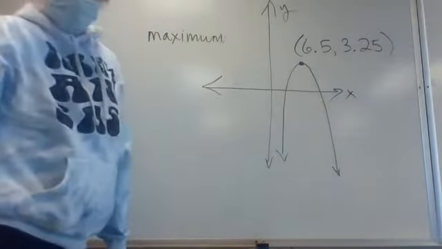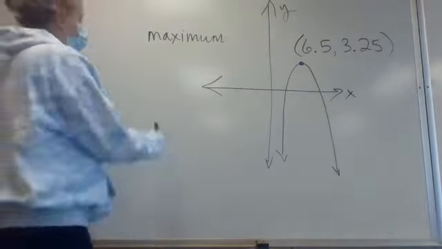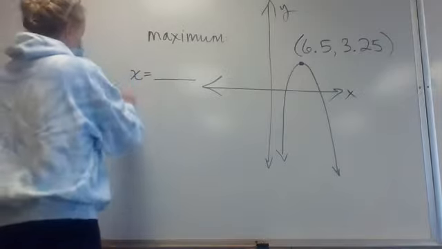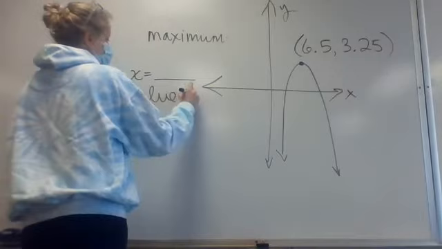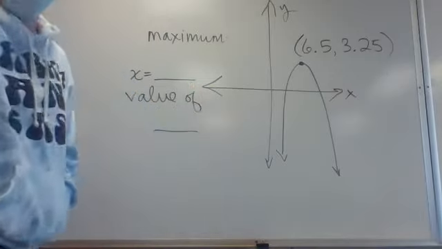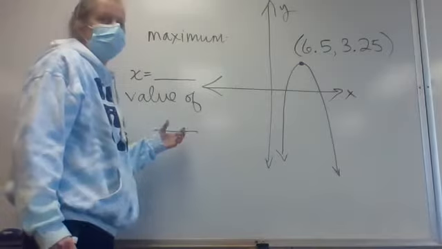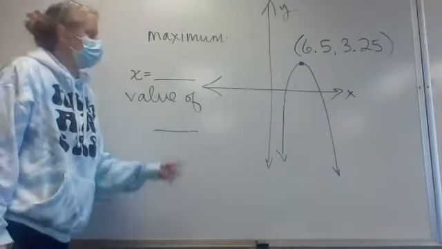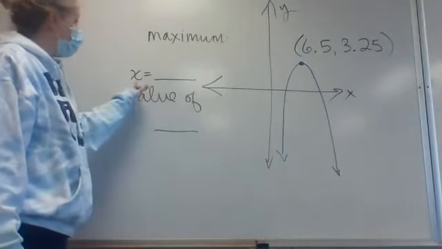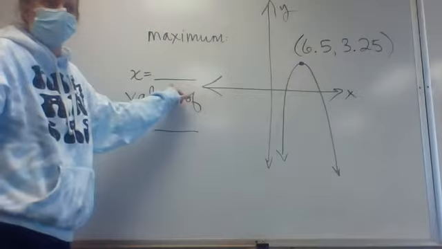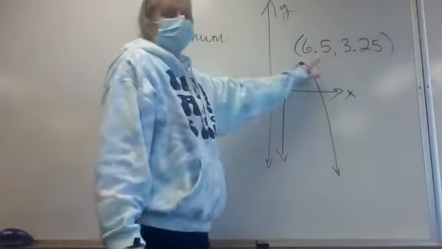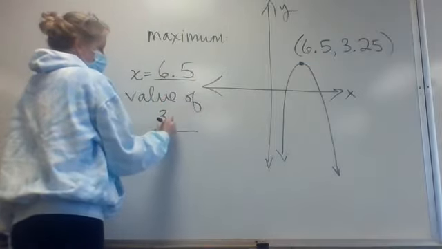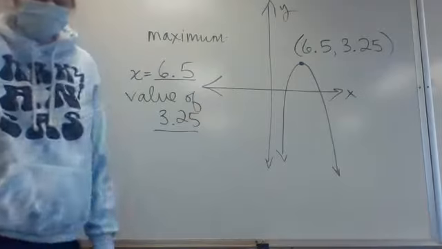And then it's going to say the relative maximum occurs at x equals blank and has a value of blank. So remember, when the word value comes up, it's always going to be that y coordinate. Okay. It's also helpful that it tells you the maximum occurs at x equals. So what's going to go there? Your x coordinate. 6.5. And what's the value of that maximum? 3.25. Good.